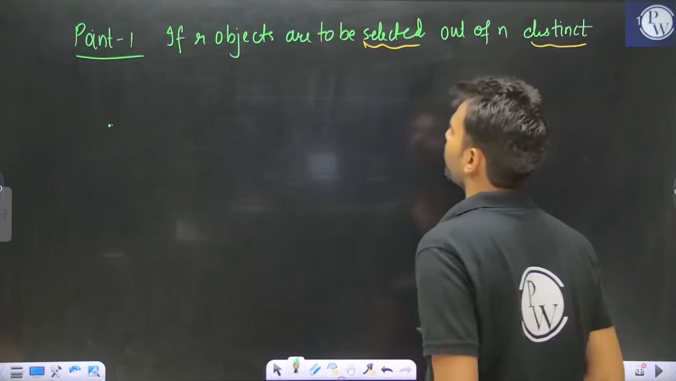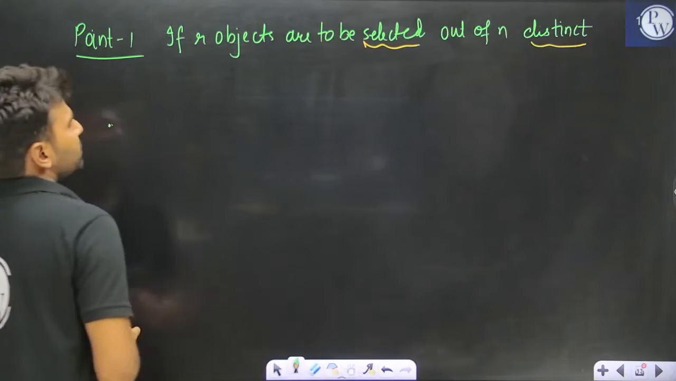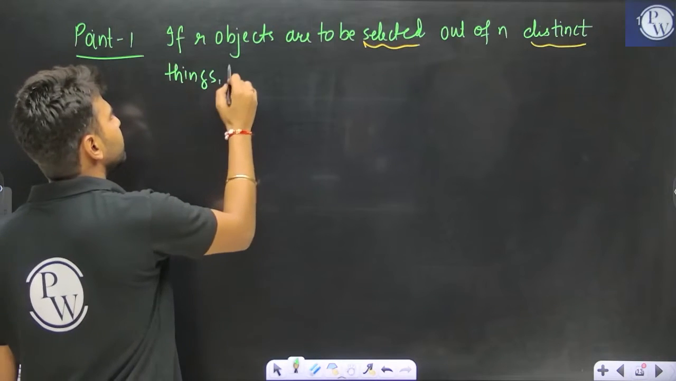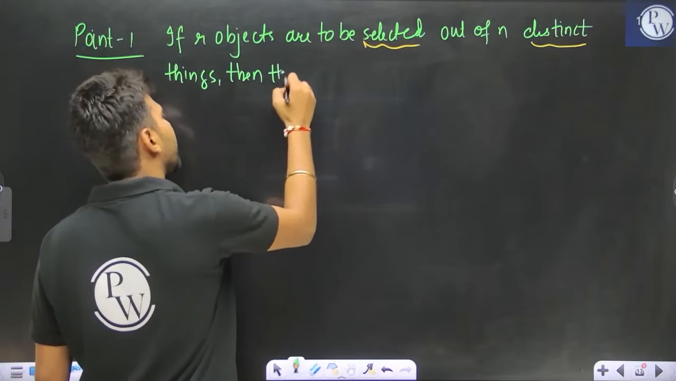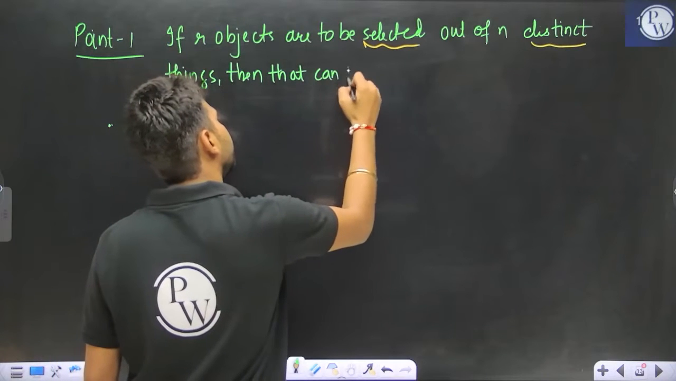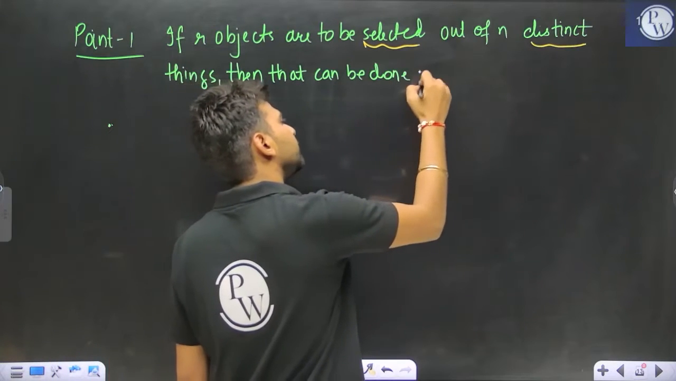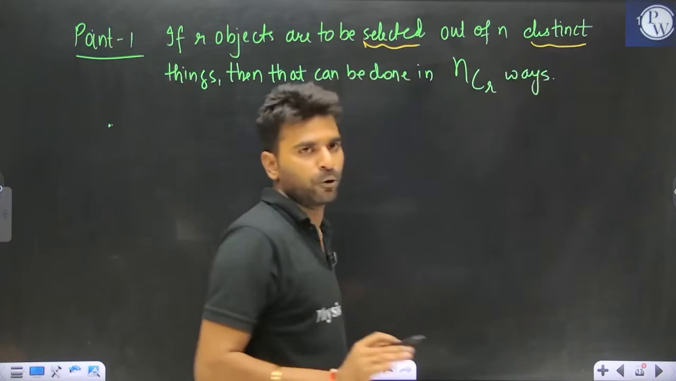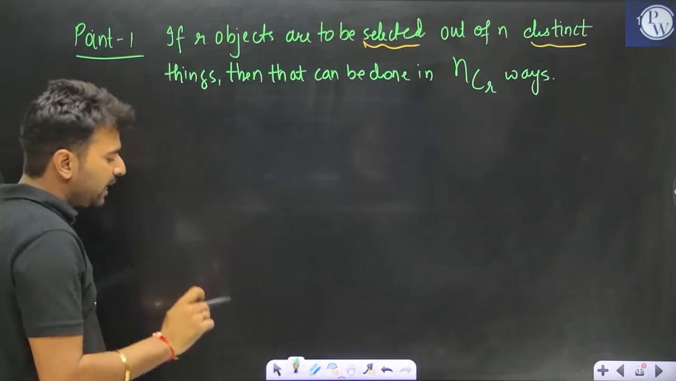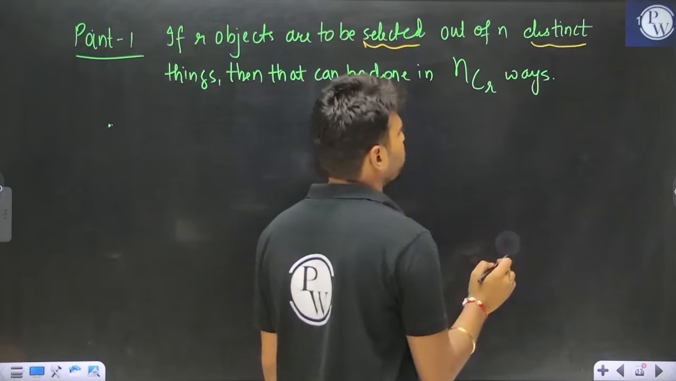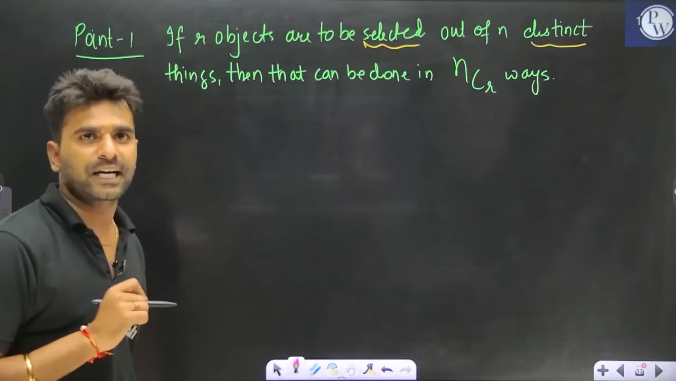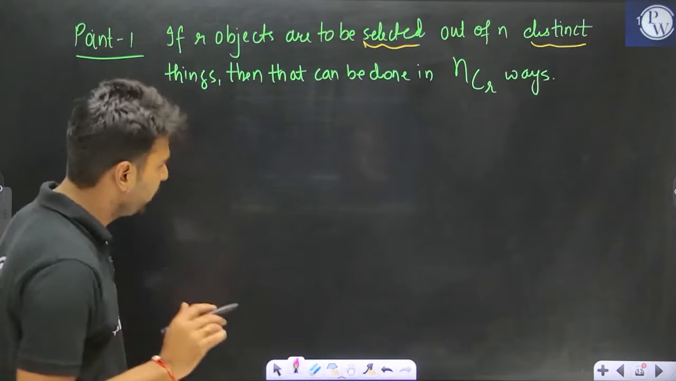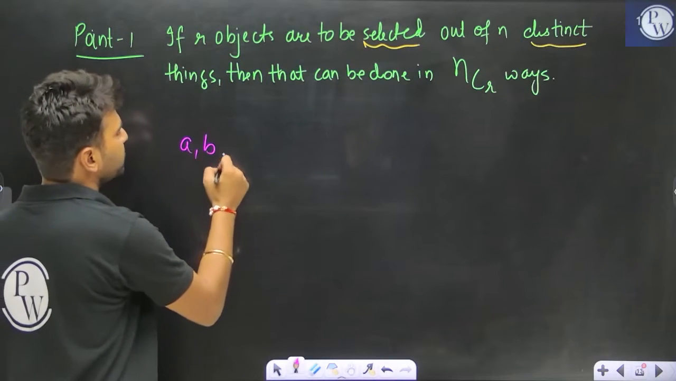If out of n distinct objects, r objects are to be selected, then that can be done in nCr number of ways. I hope you people understood this. This nCr number of ways will come only in the picture when you have to select r objects out of n distinct things, right? Okay, let's say I have given you A, B, C, D.